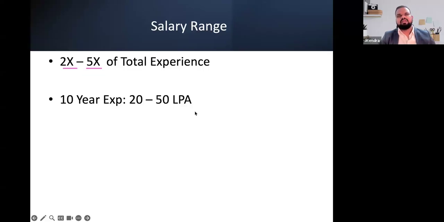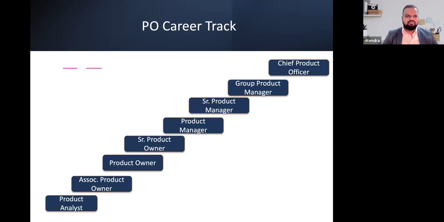In fact, when I left my corporate journey around 2.5 years back, I was working as a senior product owner at a company like UST Global, in a product domain of UST Global. 23 was the year when I left the job, and at that time I was getting around a 40 LPA package. So you can relate that to the 2x to 5x of your total experience.